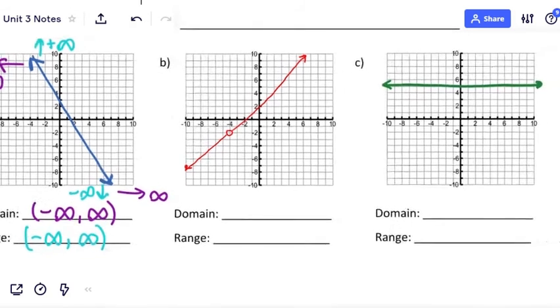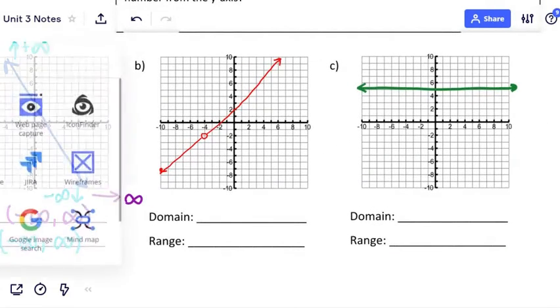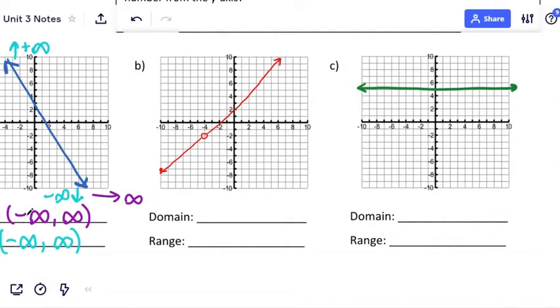Okay, let's take a look at letter B. For my domain, first I'm going to start by identifying if my graph is going to the left and to the right and what those smallest and largest values are. Here I'm going down and to the left, so I'm going to negative infinity as my smallest value. On the right side, I'm going up and to the right, so I'm going to positive infinity as my largest value.